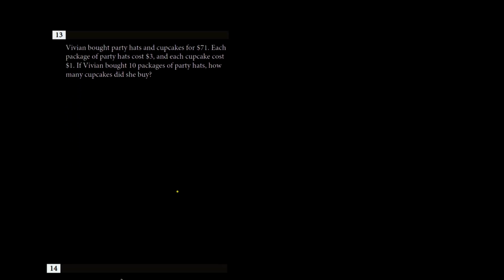Number 13, we have another little word problem here. I've got Vivian buying some party hats and cupcakes for $71. So it seems to be our total. So we have hats and cupcakes equaling $71 total. Right? That's our total. We don't know how many of each she bought. It says each package of party hats cost $3. So the hats, we have $3 for each. So we're going to do 3 times the number of hats. And each cupcake costs $1. So $1 if we have a cupcake, we'll just use C.